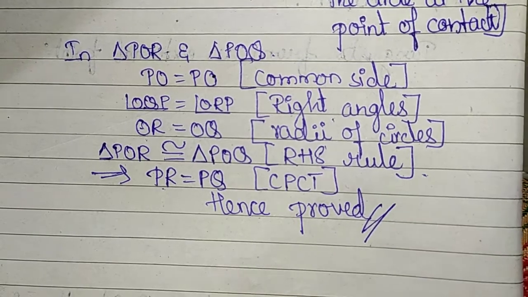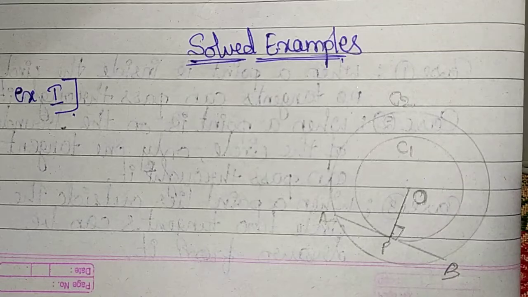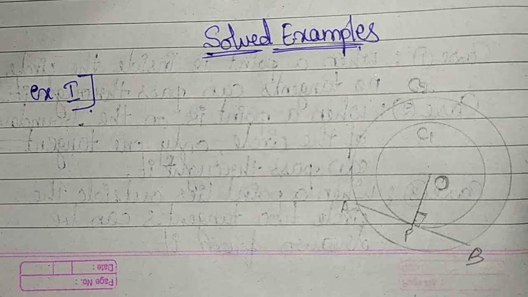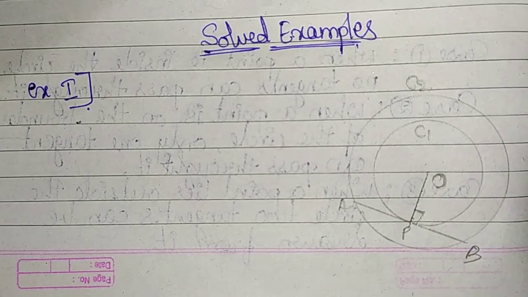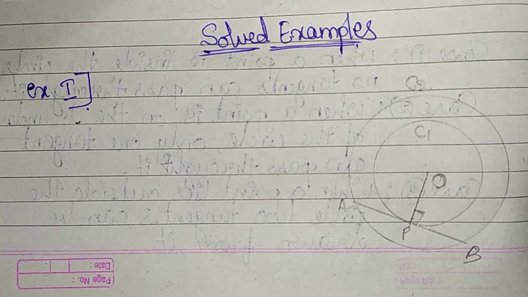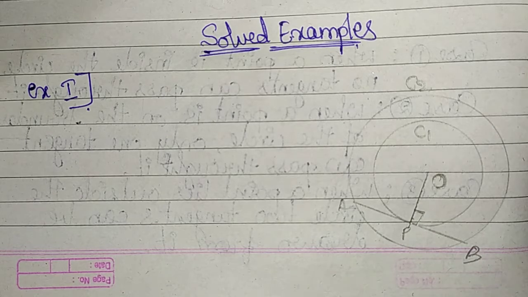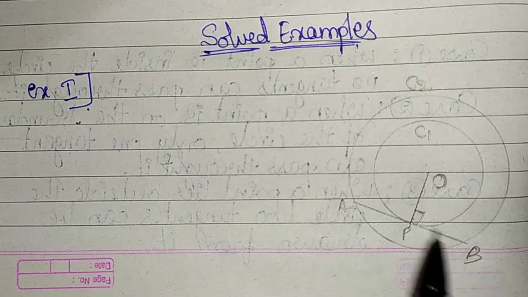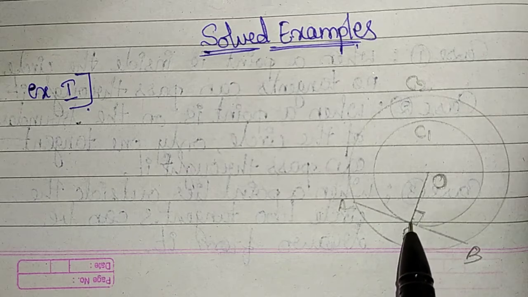This is the theorem. So now coming to the solved example, the very first solved example from your textbook related to the chapter circles. The question is, prove that in two concentric circles, the circles which share the same center, the chord of the larger circle which touches the smaller circle at a single point is bisected at the point of contact.